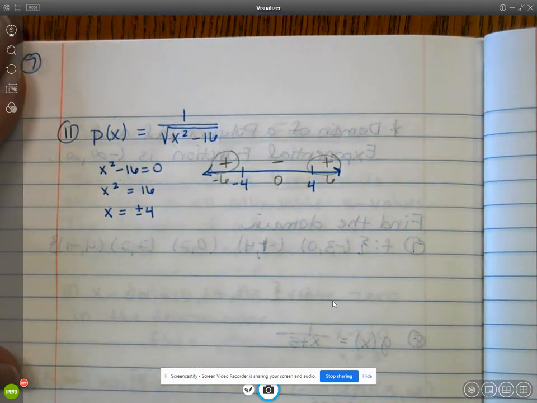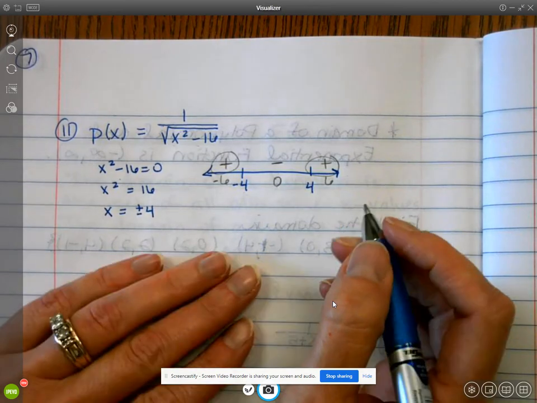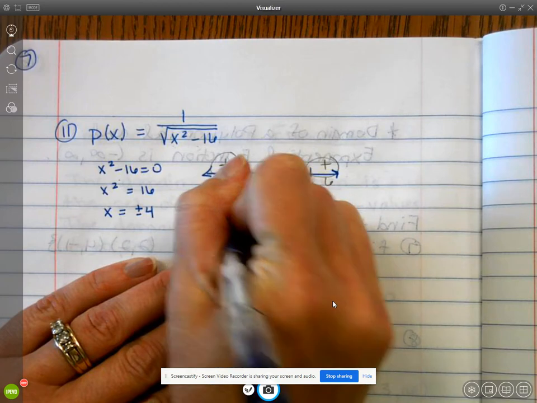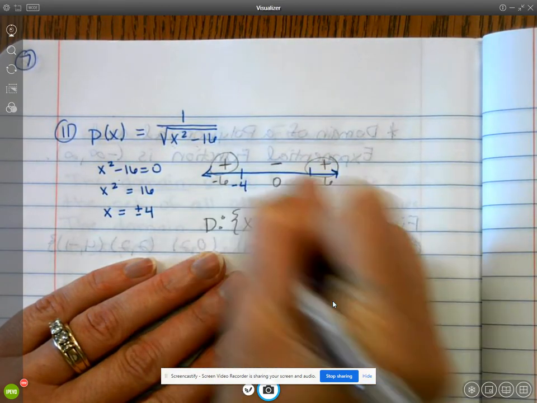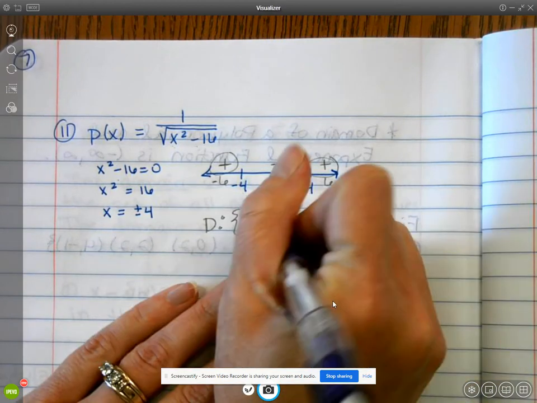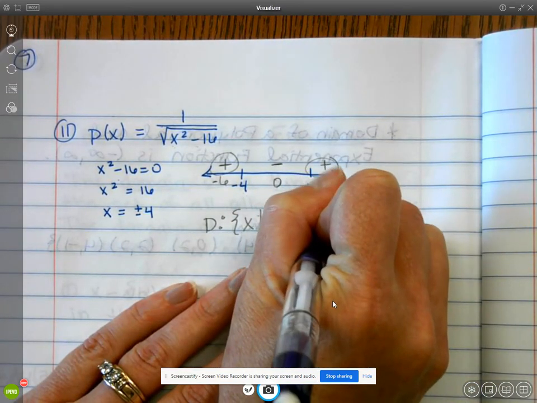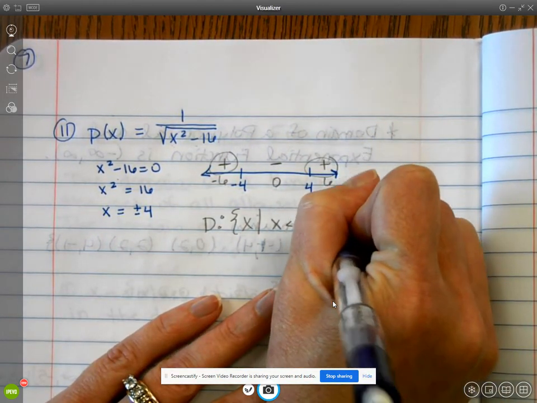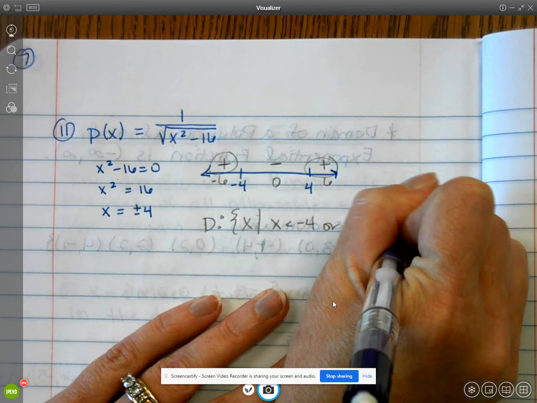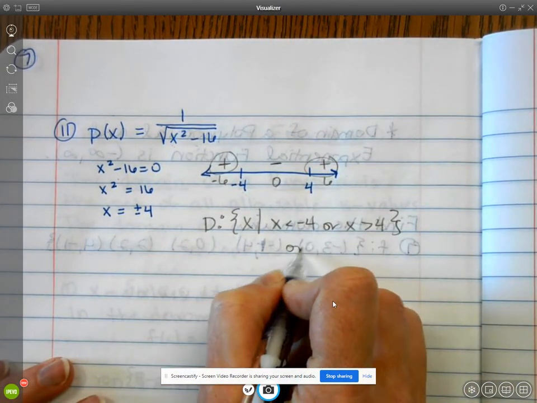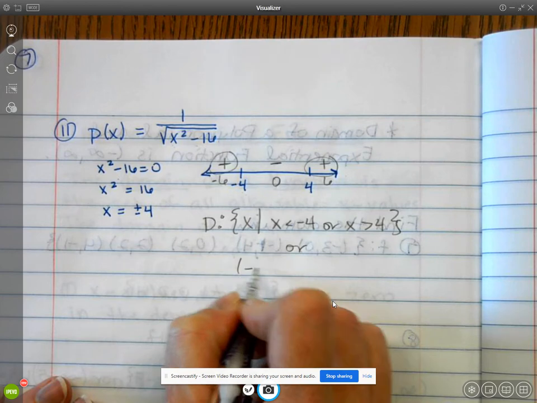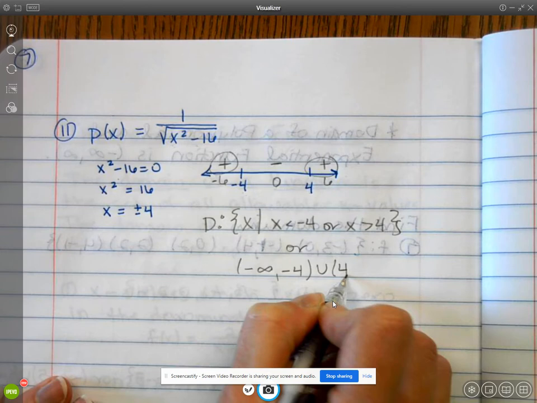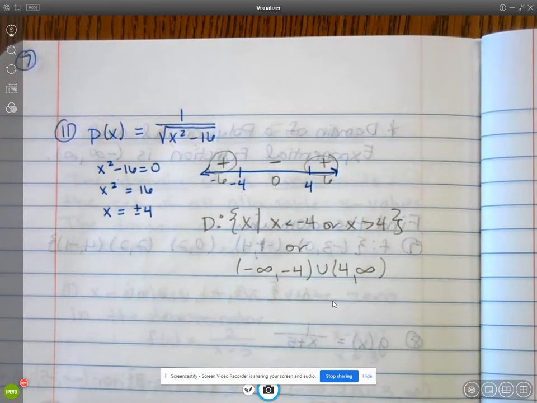So what that means for us is that we're going to have to write down that our domain is the set of x's such that x is less than negative 4, because remember we can't be negative 4 because that makes us divide by 0, or x is greater than 4. Or if you want to use interval notation, you would say negative infinity up to negative 4, but don't include it. Jump over and pick up at 4, not including 4, and go forever.